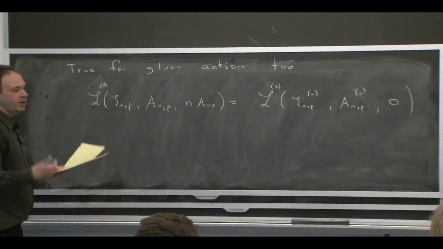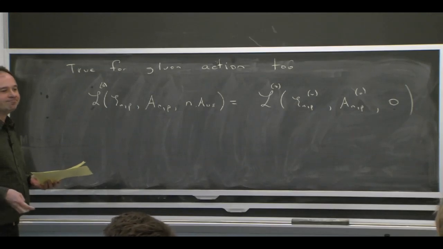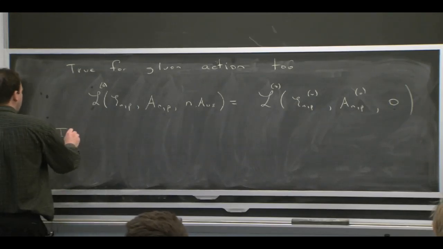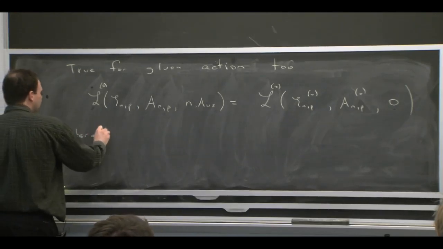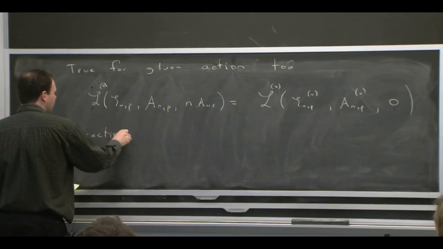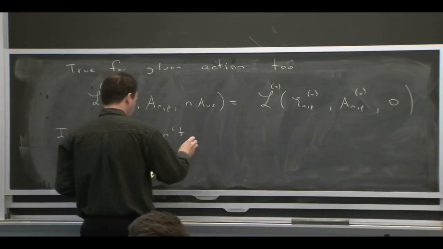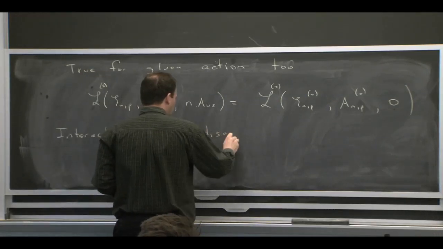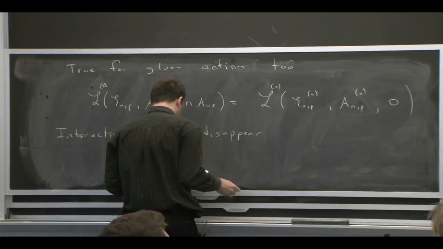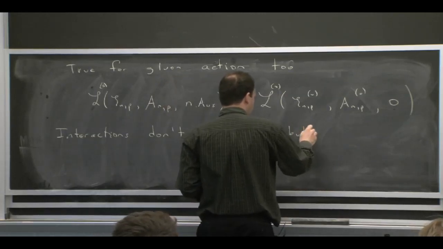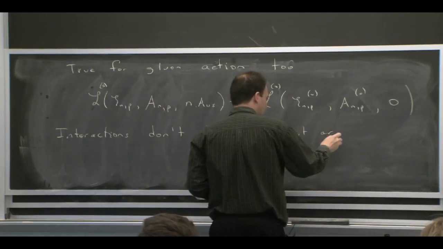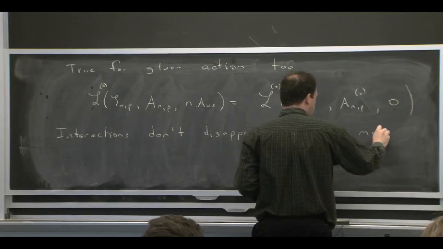So you might think, well, the interactions have all disappeared. But they haven't disappeared, because when you make the field redefinition, you can't just make it to the Lagrangian. You also have to make it on operators in the theory. And what this does is it moves some interactions out of the Lagrangian and into currents.